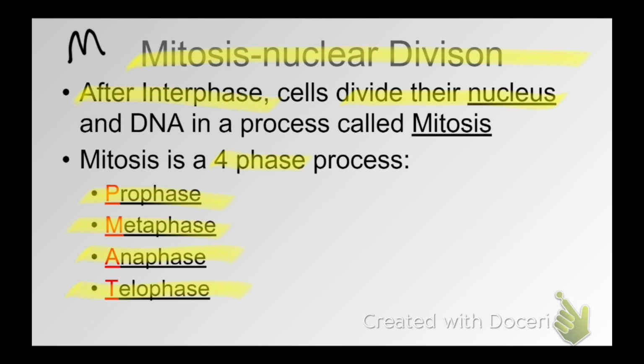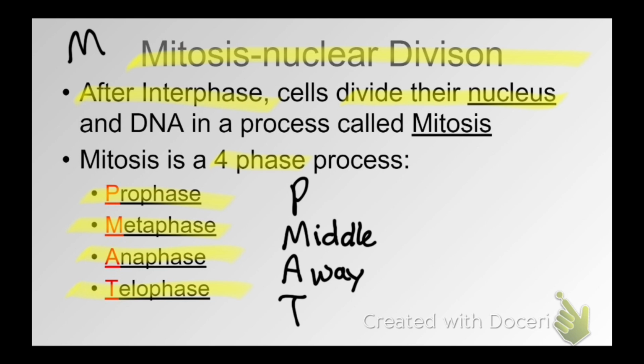Prophase, metaphase, anaphase, and telophase. I like to use the acronym PMAT. I remember that M is middle and A is away. P is in the middle, A is away. We're going to break each of these steps down here in a second into what is happening at each. You don't need to move your either to right.